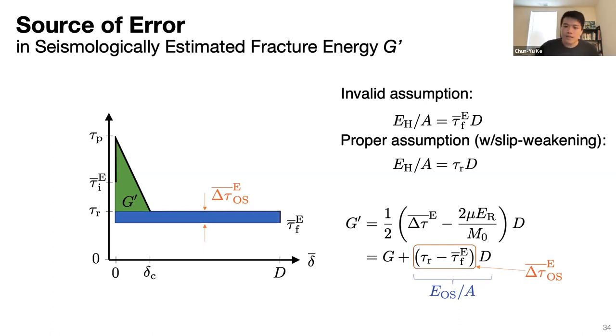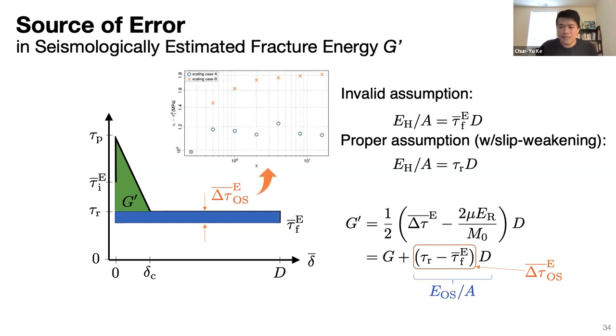The same as previous studies, we found that the average stress overshoot is basically constant across all scales of our models, and it's about 10 to 20% of the stress drop. And that explains why we're seeing G prime scaling as D to a power of roughly 1 at larger chi, because G prime is being dominated by this second term here. Likewise, if the final stress is higher than the residual strength, which is the case of stress undershoot, then G prime will be underestimating G because the second term will be negative.